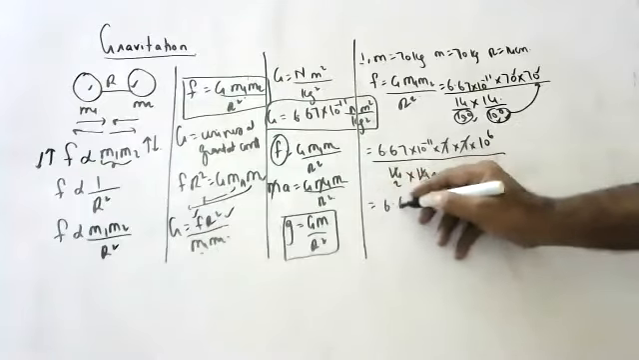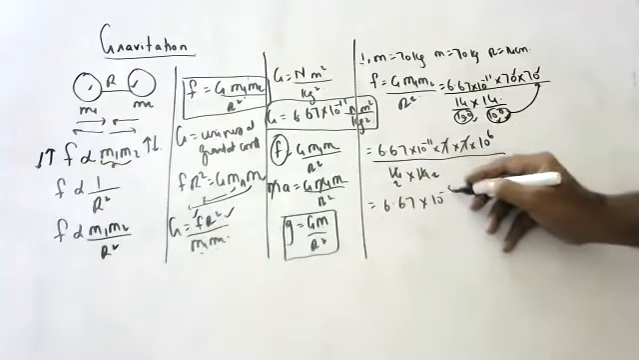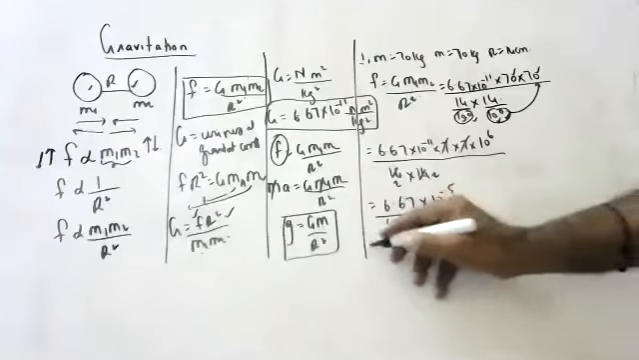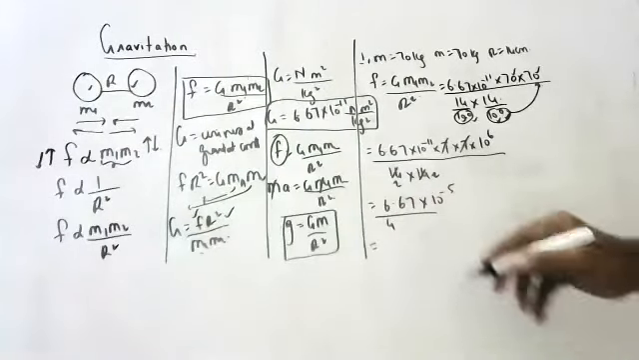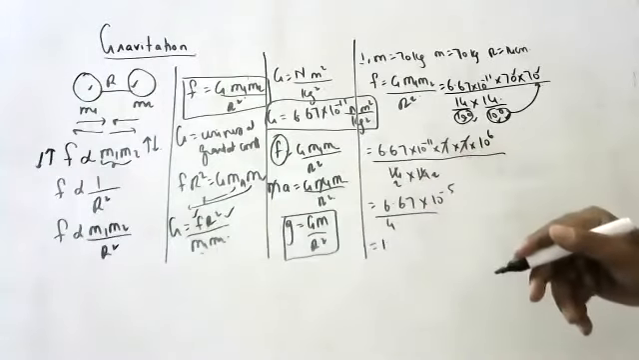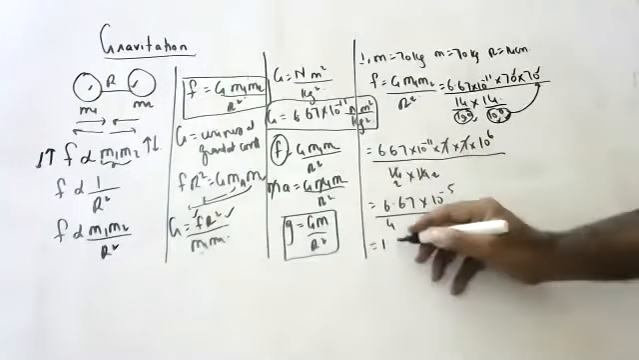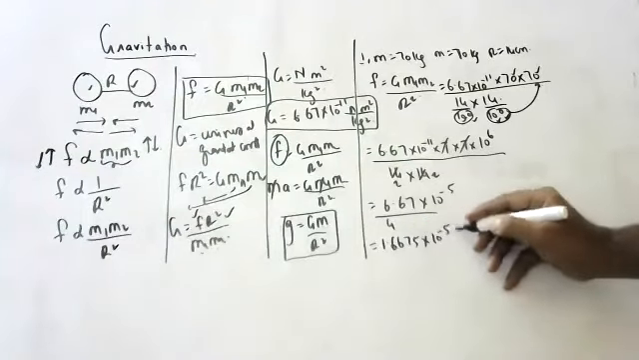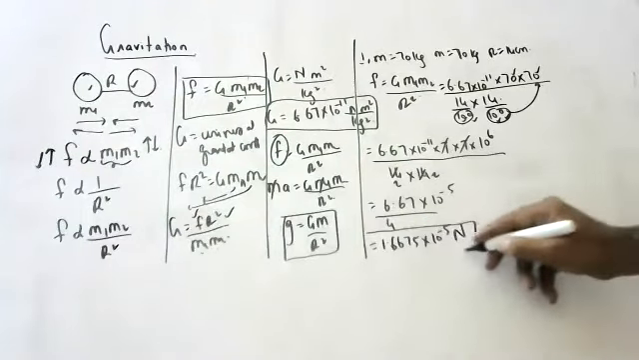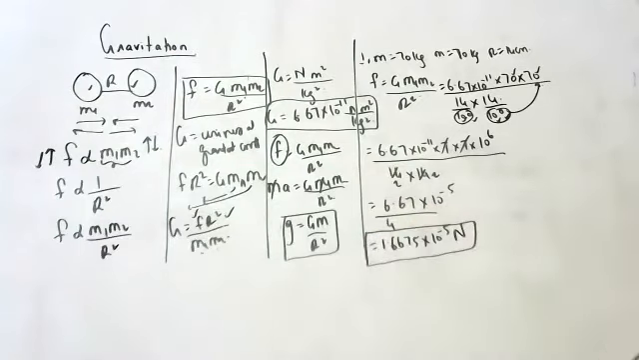So 6.67 into 10 to the power of minus 10 by 4. So how much will it become? 1.6675 into 10 to the power of minus 5 Newton. Like this, you should do, children. Very good, Dharmi. Very good.